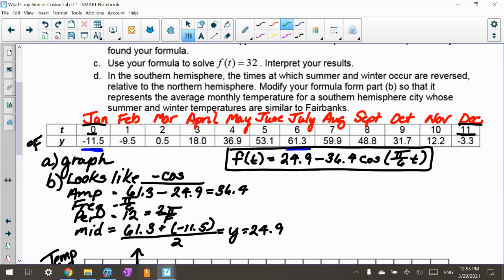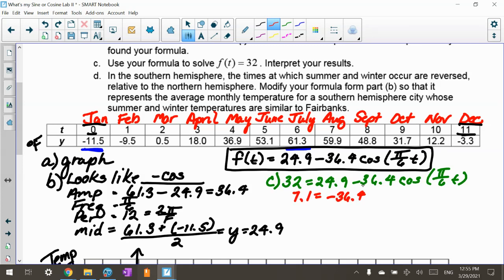Now let's do the C part. The C part says, use your formula to solve f of t equals 32. So we're going to put it equal to 32. 24.9 minus 36.4 cosine of pi over 6t. Subtract the 24.9, and when I do, I get 7.1 equals negative 36.4 cosine pi over 6t.